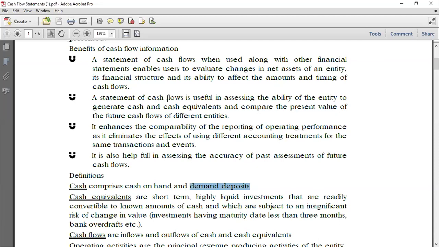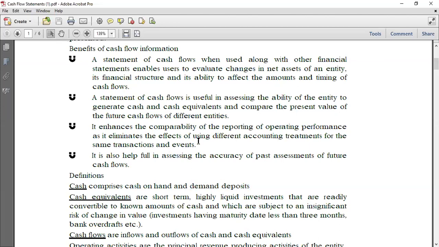So basically, the statement of cash flows, like we said, is helpful in assessing the ability of the entity to generate cash and cash equivalents, and then compare the present value of the future cash flows of different entities, okay? Just in case maybe we have different subsidiaries or different branches and so on, okay? And then it also enhances comparability of reporting of the operating performance, okay?